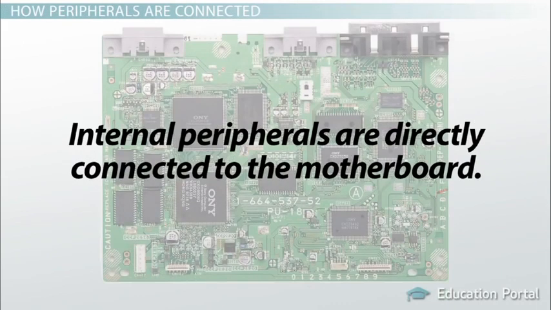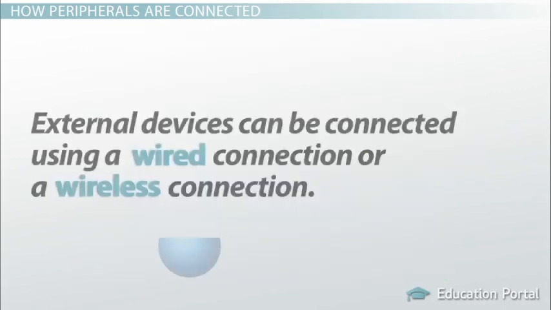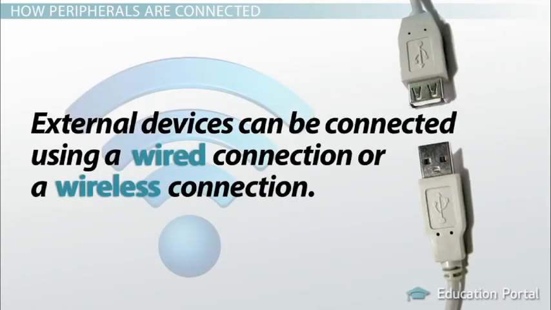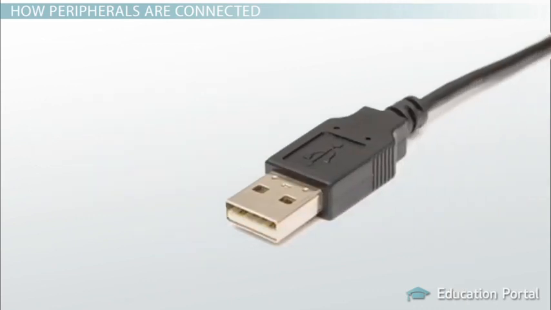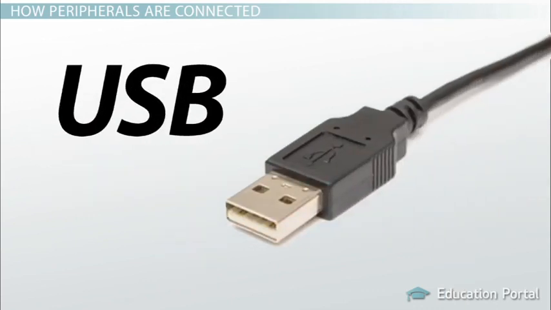Internal peripherals are directly connected to the motherboard, using one of the different types of slots on the motherboard. External devices can be connected using a wired connection or a wireless connection. As the name suggests, a wired connection uses a cable that needs to be plugged into the computer using a connector. The most widely used connector is a universal serial bus, or USB connection. But several other types are used, depending on the specific computer system and the type of peripheral.